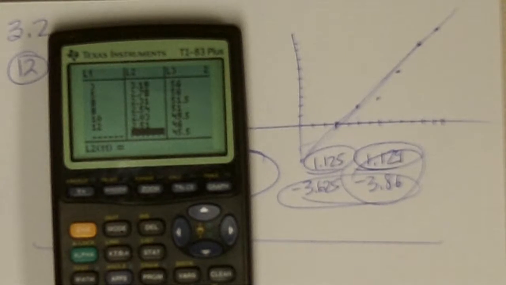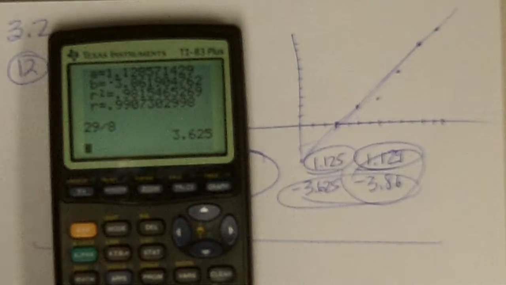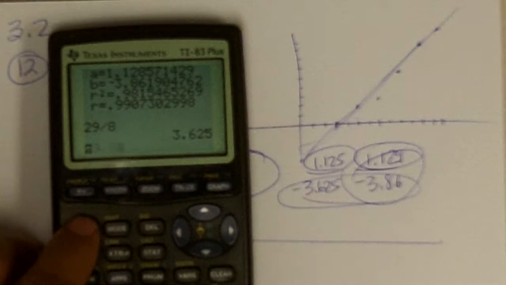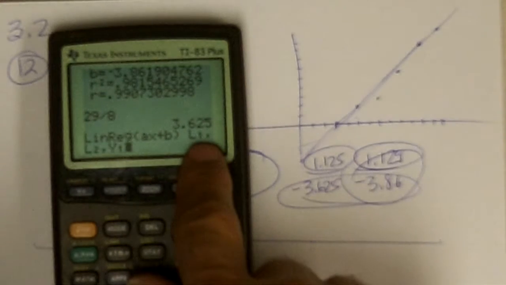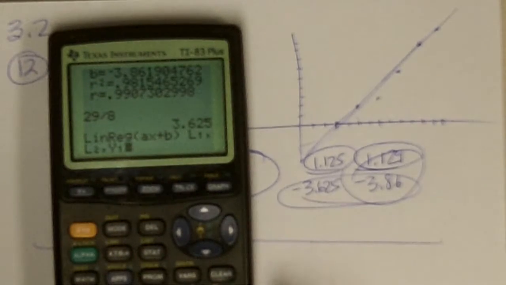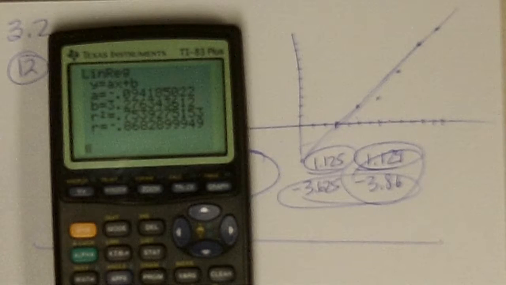Looks like it. So now I should be able to, if I quit, go second, enter, I have linear regression using list 1 and list 2 through the Y1, and I get a linear model. That would be it.